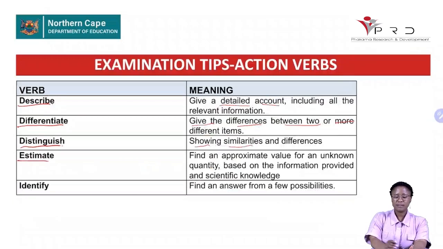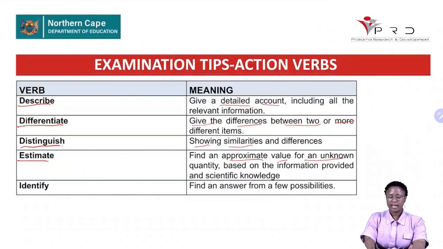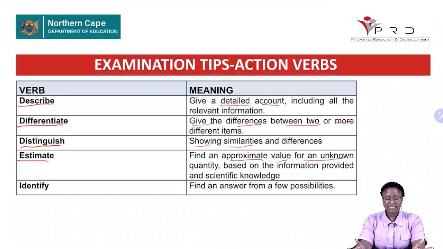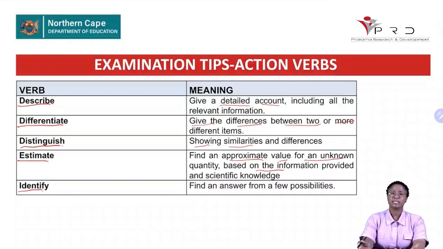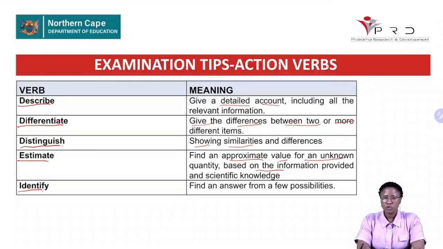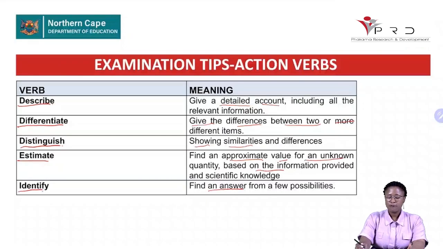And then estimate is when you find an approximate value for an unknown quantity, using the information provided and scientific knowledge. And then lastly, the examiner can say identify. The moment the examiner says identify, what you need to do is find an answer from a few possibilities that the examiner might have given you.